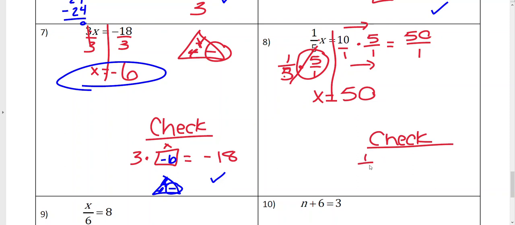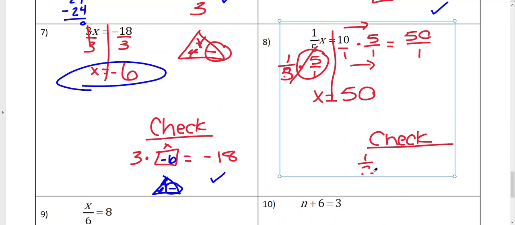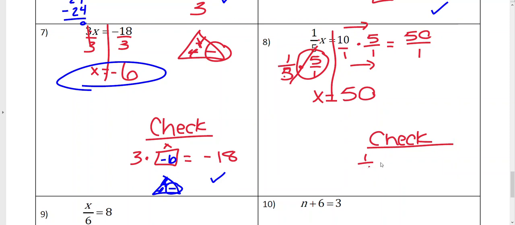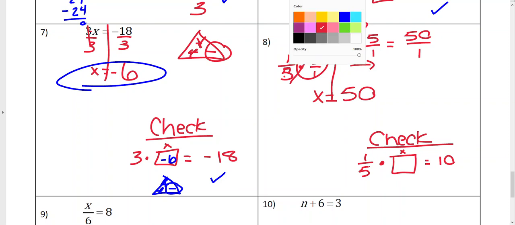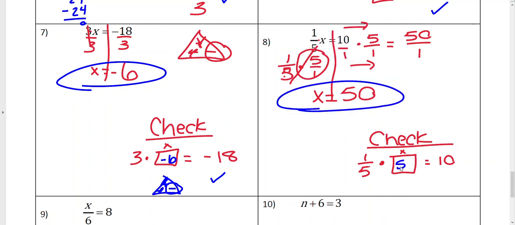So I have 1/5. Why do I keep writing 1/2? 1/5 times that blank, which is x, should be equal to 10. Well, we said that x was equal to 50. Now, in order to take this fraction and multiply it by a whole number, 50 will have to go over 1. 1 times 50 would give me 50. 5 times 1 gives me 5. So 50 divided by 5 does give me 10. So I know that I got it right. That one is the trickiest one on this whole page.